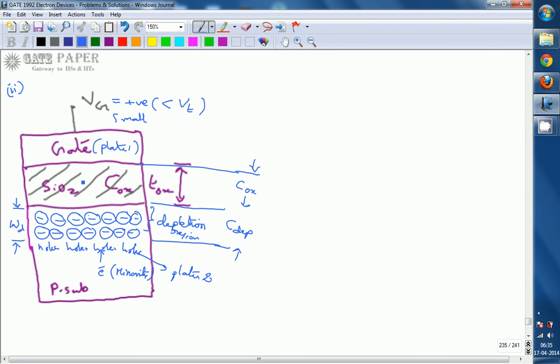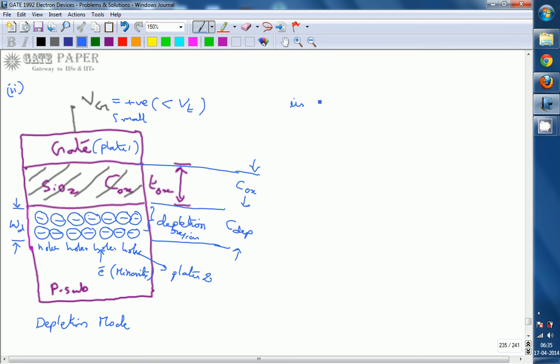So this region is treated as depletion mode. Whenever the gate voltage is slightly positive and less than the threshold voltage, the mode of operation for the MOS capacitor is depletion mode.